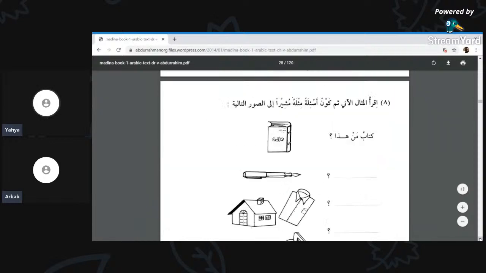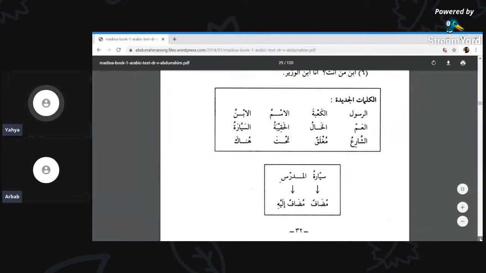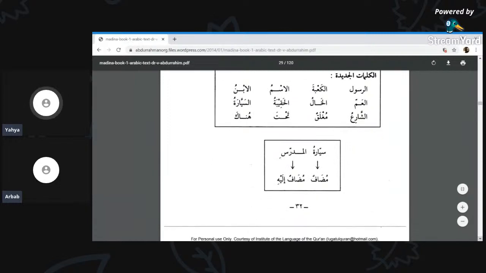Okay. Scrolling through. Here's a nice little box. I love these little boxes. At the bottom of page 32, we can see Sayyaratul Mudarrisi. So Sayyaratu, basically meaning the teacher's car. Sayyaratu is mudafun, and al-mudarrisi is mudafun ilayhi.